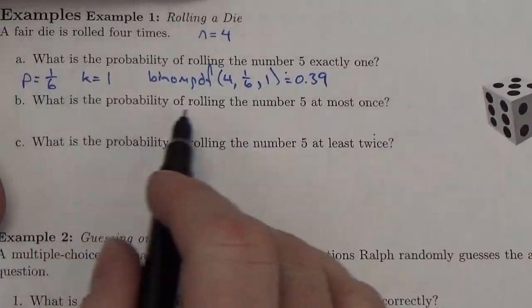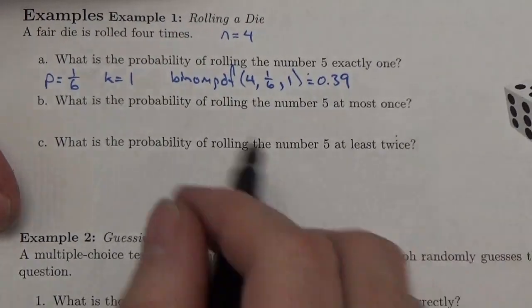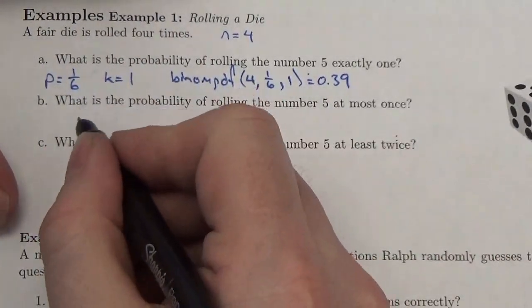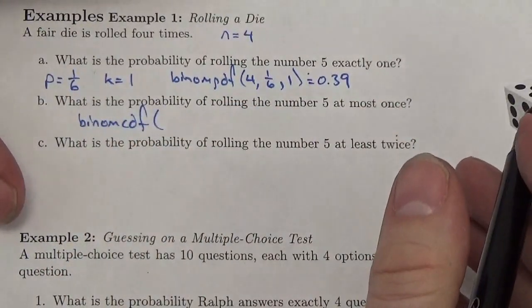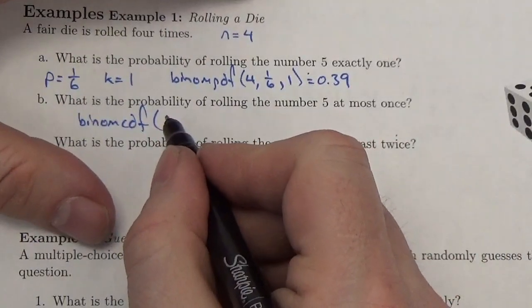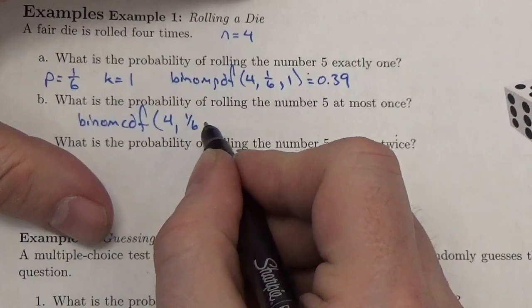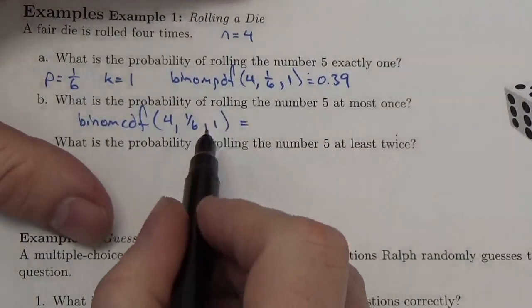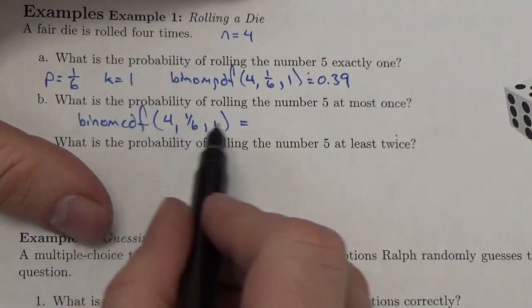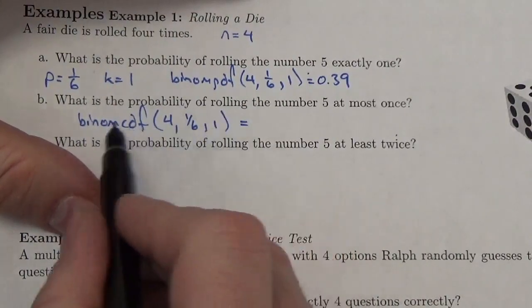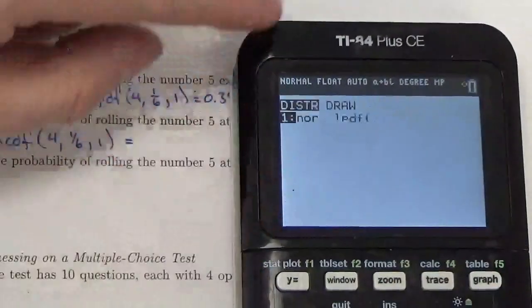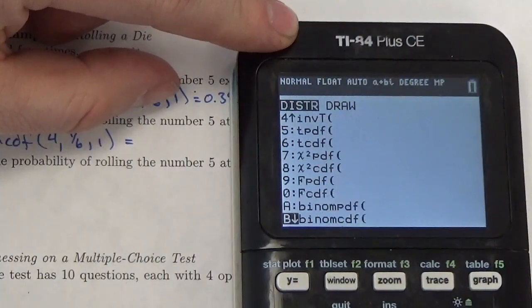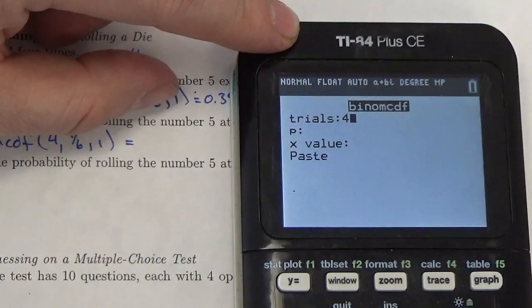Now, what is the probability of rolling the number 5 at most once? Well, for at most once, that's going to be the binomial CDF. This is exactly what the binomial CDF function does. Okay, so 4 trials, 1/6, and 1 here. Now, what that's going to do is start with this being equal to 0, figure that out, evaluate it, then at 1, figure that out, and add those together. So now I just have to change the function that I used here. So 2nd Vars, we're going to go down to the binomial CDF, 4 trials, 1/6, and 1.